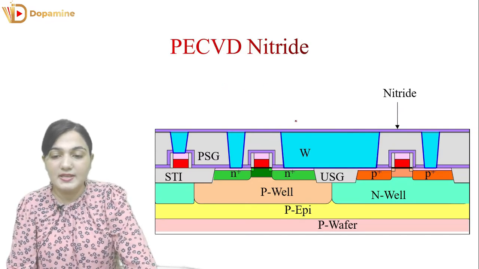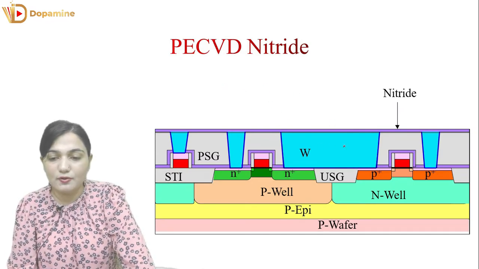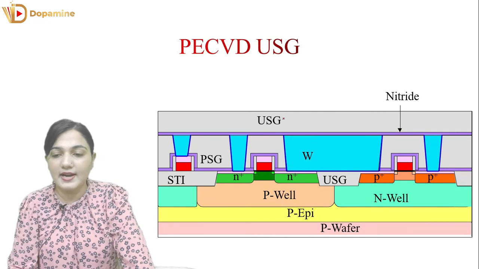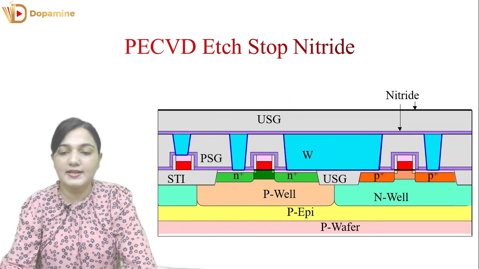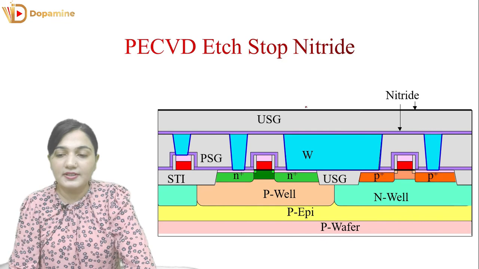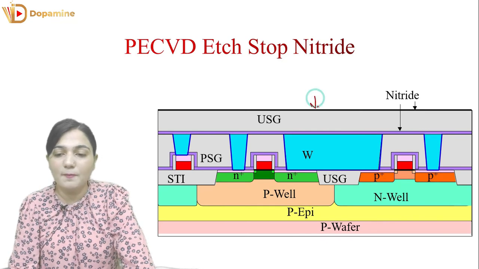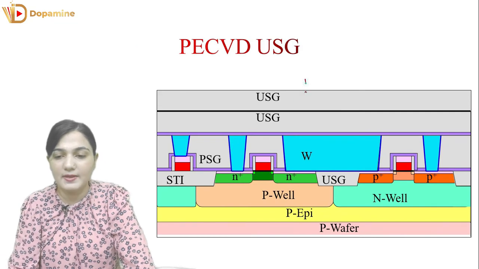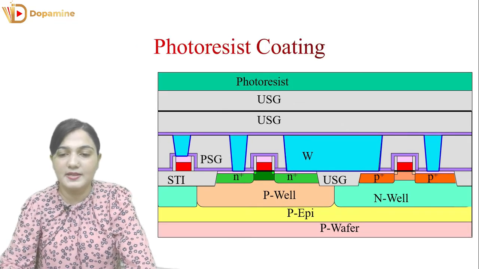So you can see the PECVD of the nitride. So over here you can see over the tungsten we have done the deposition of the nitride layer. After the nitride layer, we'll be having the undoped silicate glass layer, and after that we'll be having the etch stop nitride layer deposition. Again we'll be having a nitride layer deposition. Again we'll be having the undoped silicate glass layer, PECVD.